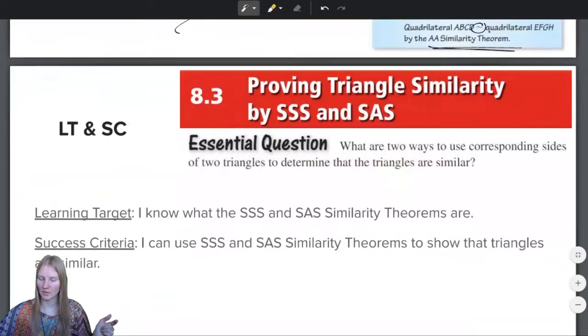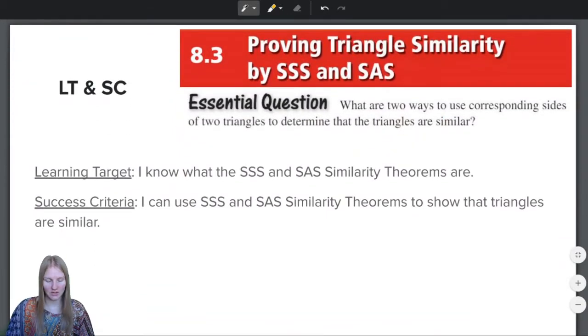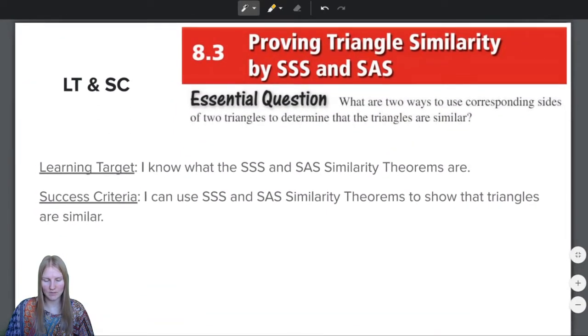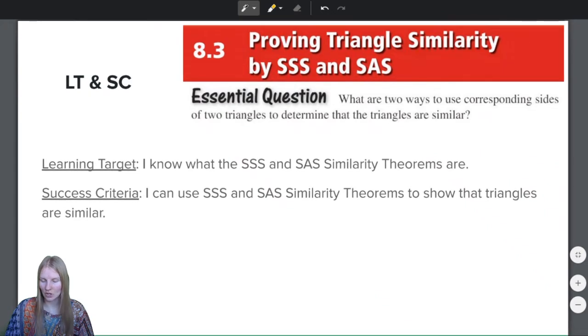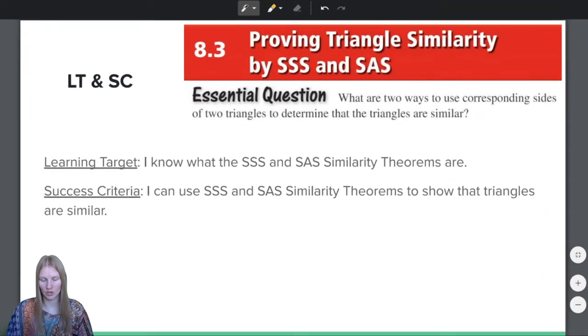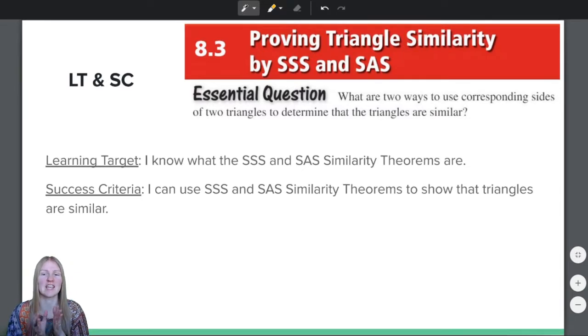Let's move on to what we have for today. Today we're moving on to section 8.3. In section 8.2, we learned how to prove that triangles were similar using the angle-angle similarity theorem. Today, we're going to start talking about sides. Not just angles, but sides. How can we use sides to figure out if triangles are similar?